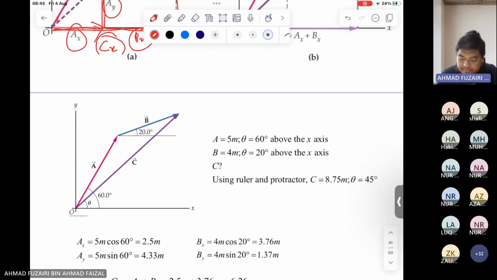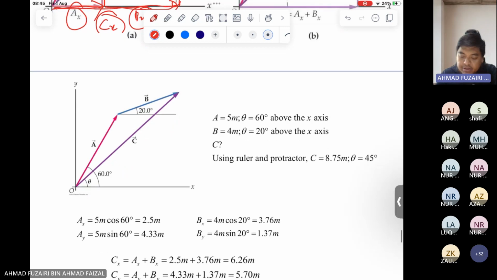Okay. So let's look at one example. A is 5 meters. The theta will be 60 degree above x-axis. Dia nampak macam mana dia tulis. Okay. And B is 4 meters. Okay. And theta is equivalent to 20 degree above the x-axis. How about C? How about C? So C itu maksudnya ni nak cari what is the direction, magnitude and direction of C. Okay. Daripada tadi, yang awal tadi, kita menggunakan graphical lah. Ni.